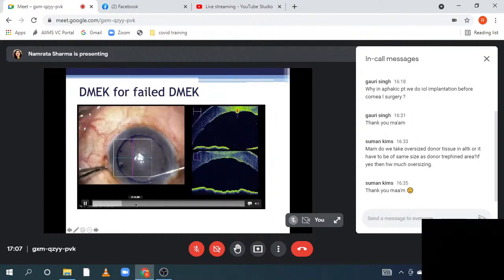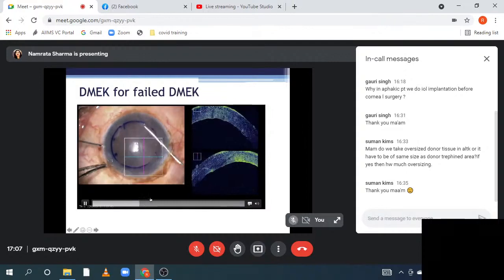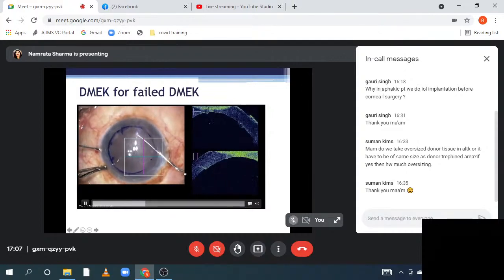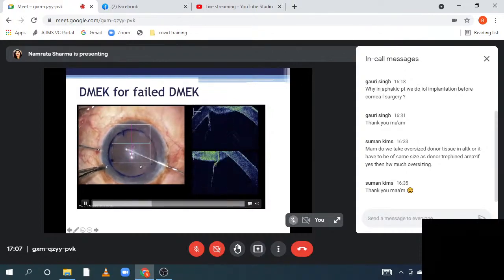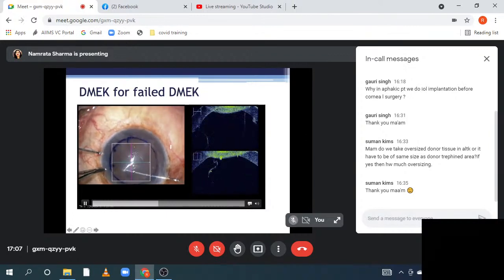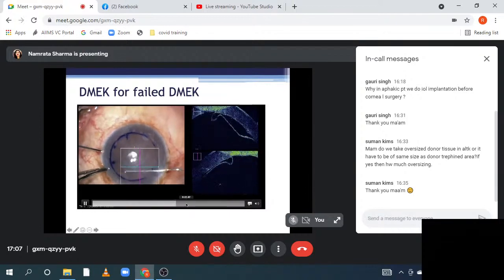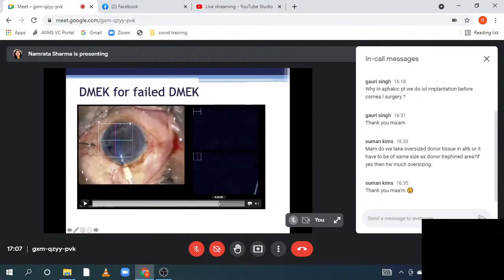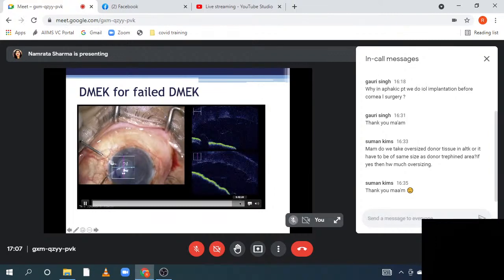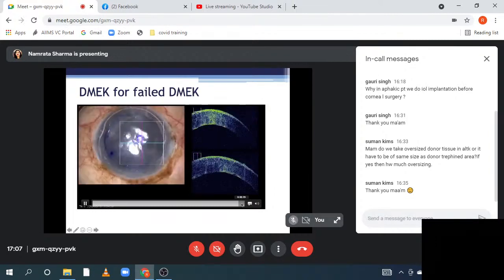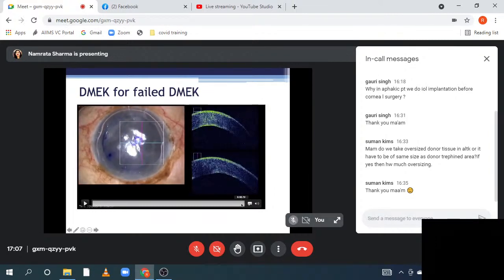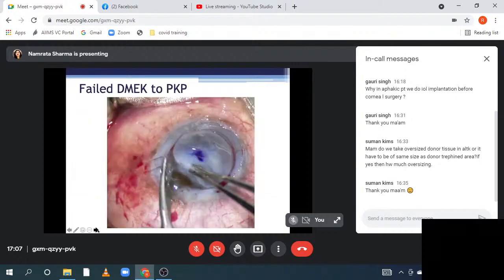For a repeat DMEK like was done for this case, even the DMEK graft which had failed initially will come out easily. You can see very faintly that it is coming out. This is a DMEK graft and not the patient's Descemet's membrane. So this comes out quite easily, and you can put a healthy graft there. So it's like you can exchange it. It's quite simple if you see that.